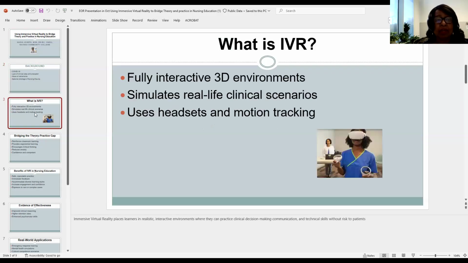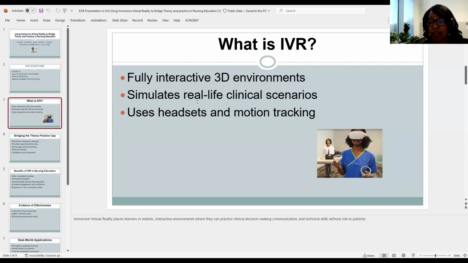So for that matter, thank God for technology. IVR, the immersive virtual reality, is really preparing the student. It could be newly graduated nurses. It can be working in a hospital. It can also work in academia. So both places is a win-win situation. It's a real-life clinical scenario. Students are not exposed to every scenario in the hospital, or to every scenario in the lab either, so this will give them an opportunity to simulate their critical thinking.